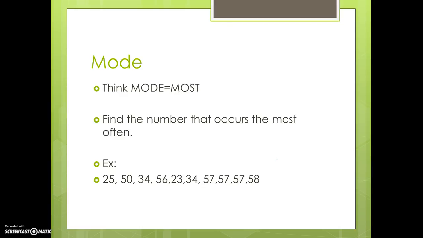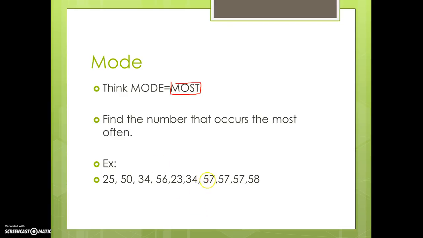Okay, the last type of average we're going to go over is one called mode. To help my students remember this, we say when you think of the word mode, think of the word most. So you find the number that occurs the most often. In this group of numbers, the same ones that we've been working with before, we're looking for a number that occurs the most often. So right now I want you to pause the video, look at the numbers, and write down the number that occurs the most often.